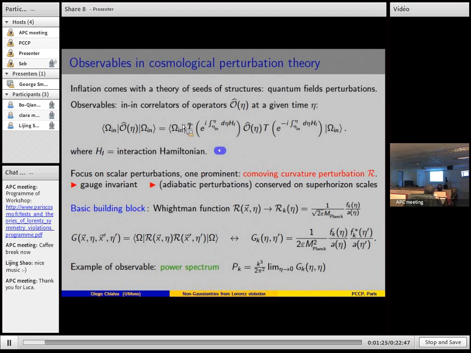The basic building block of the cosmological perturbation theory and the computation of observables are the two-point functions, the propagators. This is, of course, because there is an analog of Wick's theorem. In particular, they are called Wightman functions. They are not time-ordered, and they can be expressed in terms of the mode functions for the comoving curvature perturbation. If I canonically normalize the field, the canonically normalized mode functions are this f_k, and they are related to the comoving curvature perturbation mode functions in this way. One example of observables is this famous power spectrum, which is essentially the Wightman function evaluated at very late time.